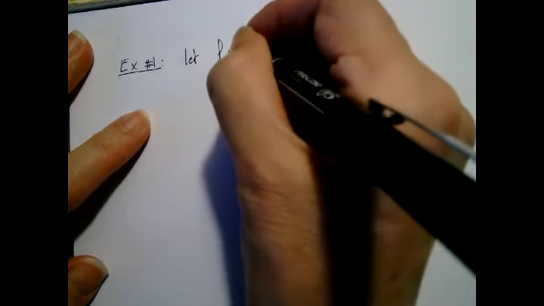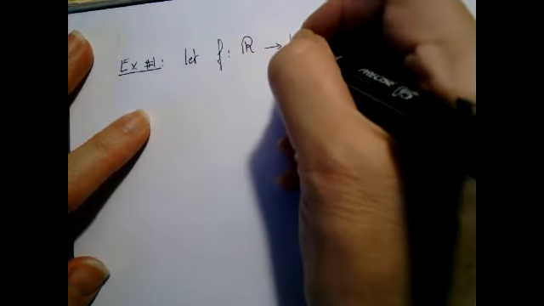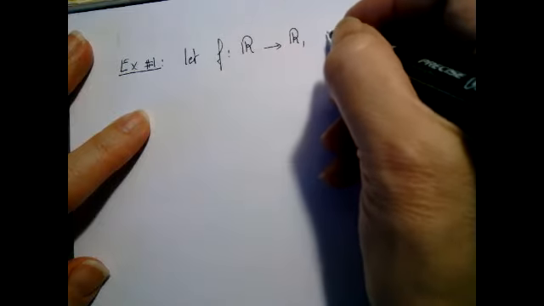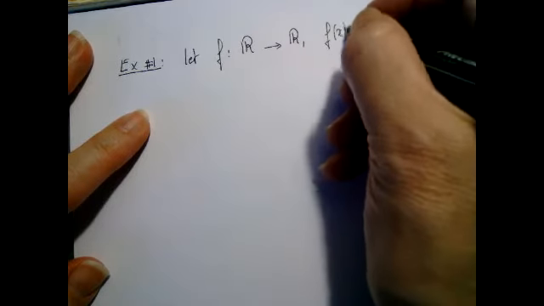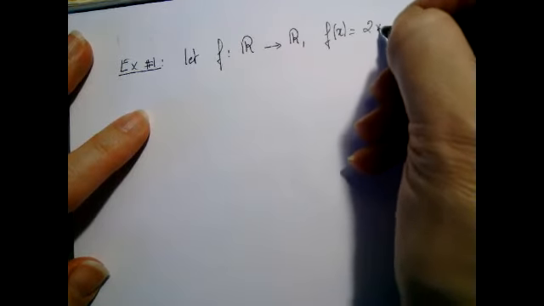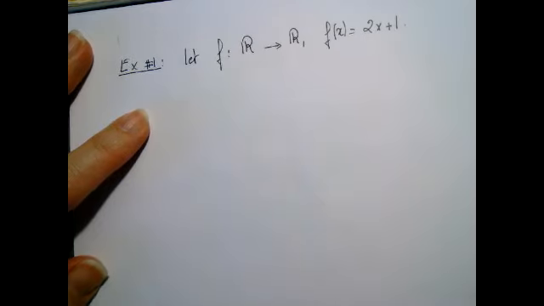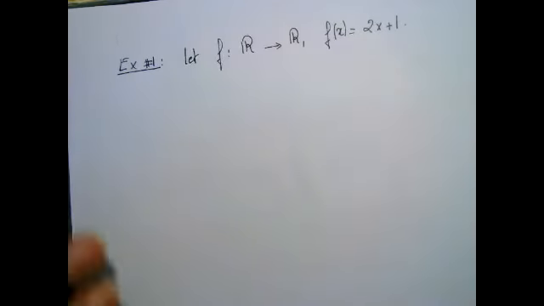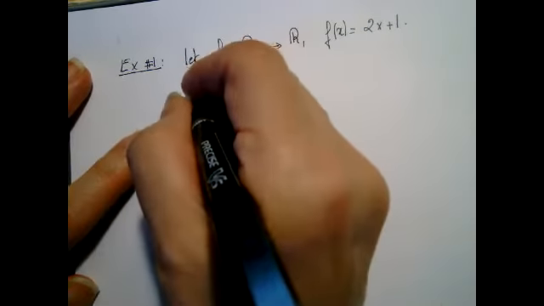So let F be the following function. Example number 1. A simple one. Very simple. The first one is going to be trivial. Let f be a function from R to R given by f of x equal to x plus 1. Okay, very simple. And my question for this one: show that f is 1-to-1.